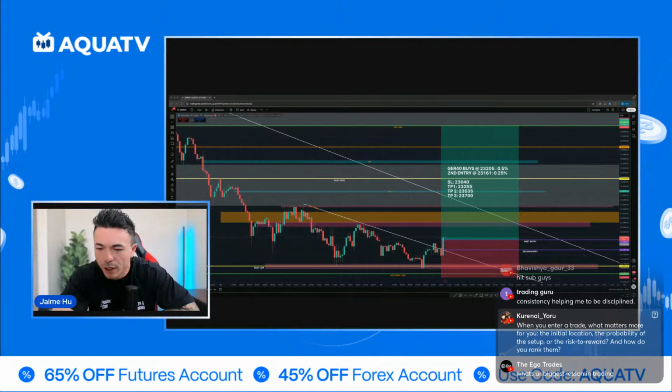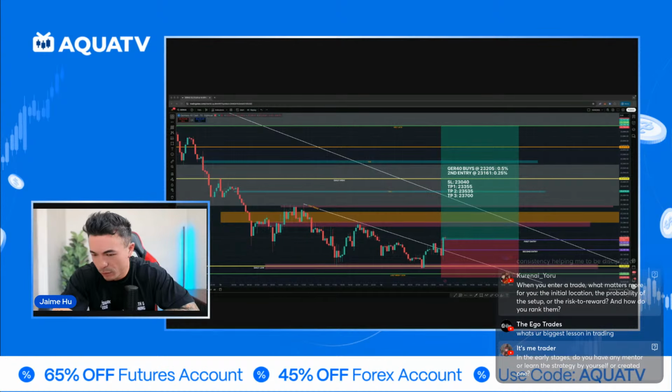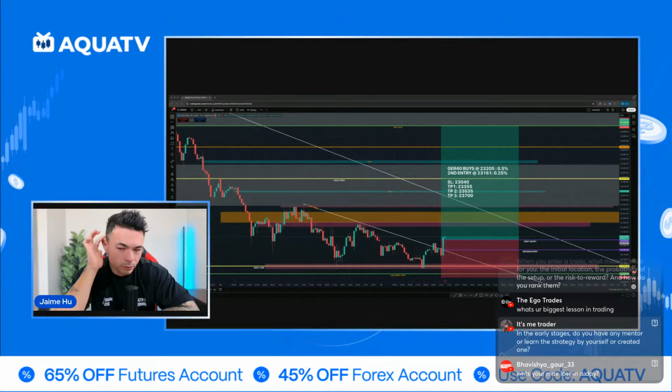When you enter a trade, what matters more for you? The initial location, the probability of the setup, or the risk to reward? And how would you rank them? When I enter a trade, I mainly class it based off how many confluences I have and the confluences aligned with my bias. That's the main thing. The RR, not so much.